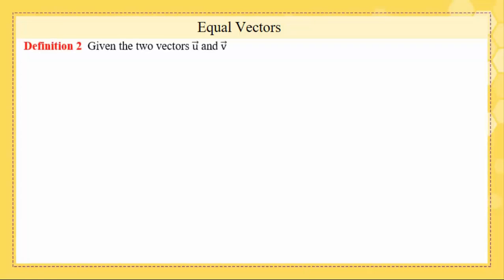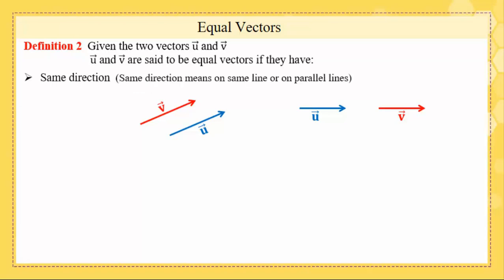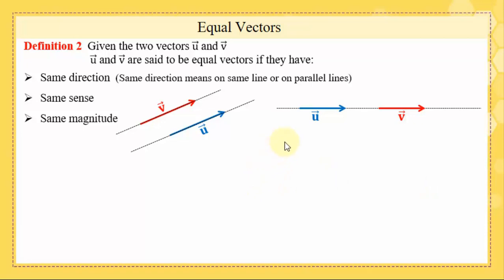Equal vectors. If we have two vectors U and V, these two vectors are said to be equal if they have same direction, same sense, and same magnitude. What do we mean by same direction? We mean that these two vectors must be on same line or on parallel lines as shown in the figure.